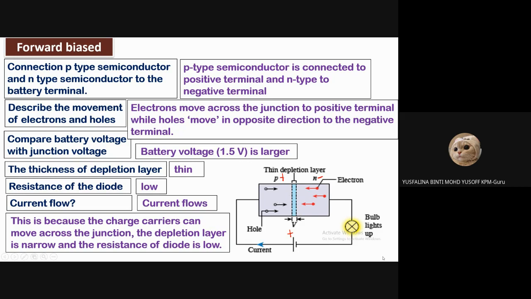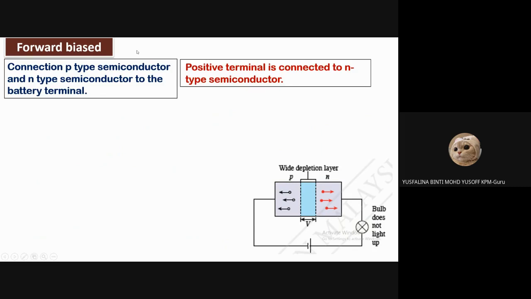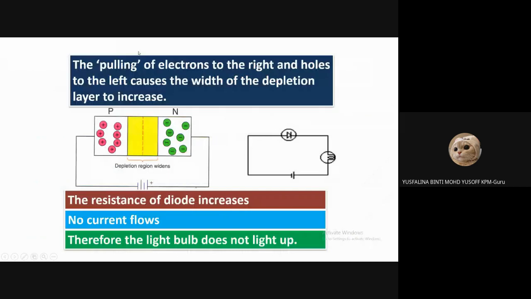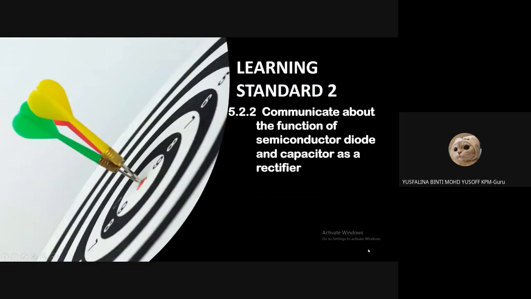Actually, that's the analogy. Remember this one, I taught you before. Yes, this is what I mean. The pulling of electrons to the right and holes to the left causes the width of the depletion layer to increase, because this one attracts, so they will form a wider depletion layer. The resistance also increases, then no current flows, and the bulb will not light up.